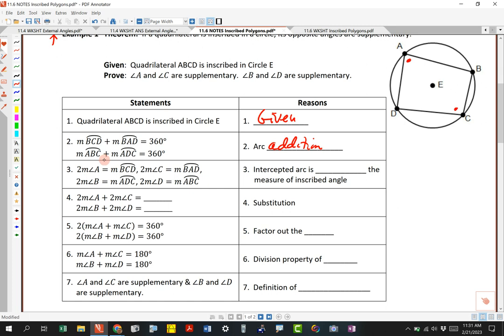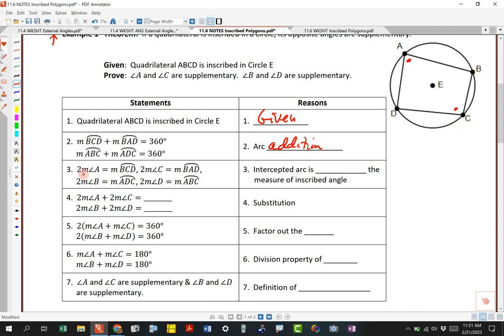This is the same reason, but we're looking at different arcs. Arc ABC, that's this one, added to arc ADC, that's this one, they add up to 360. So kind of what Samara was talking about, each one of them is half the circle-ish, okay? Maybe a little bit more than half, maybe a little bit less than half, but the two of them make up a full circle. Everybody good with that?